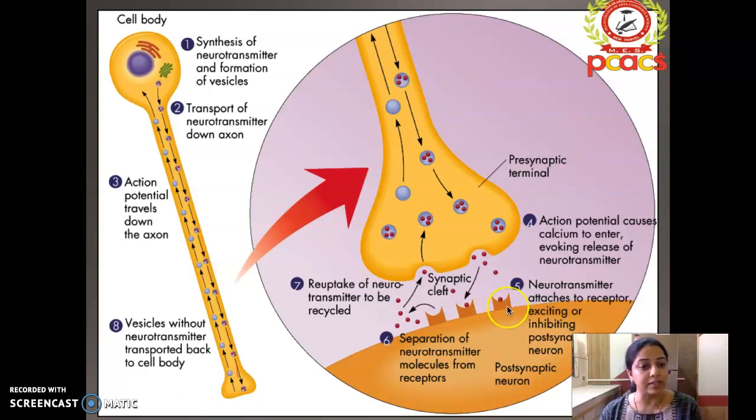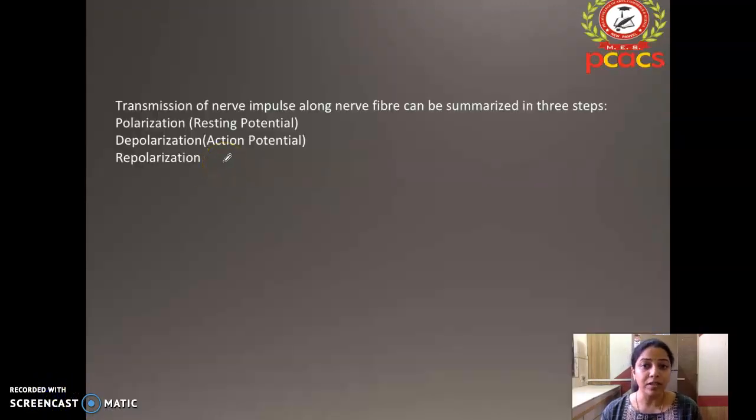Most of these receptors are bound to channels. They are ligand gated channels, where your neurotransmitter is acting as the ligand. The transmission of the nerve impulse along your nerve fiber can be summarized in 3 steps. One is polarization, which is also called the resting potential. Next is the depolarization, which is the action potential. And the next one is repolarization. We will be seeing all these 3 concepts.